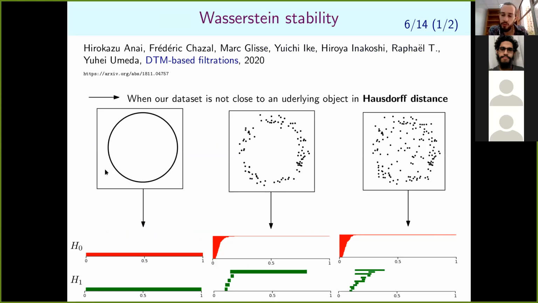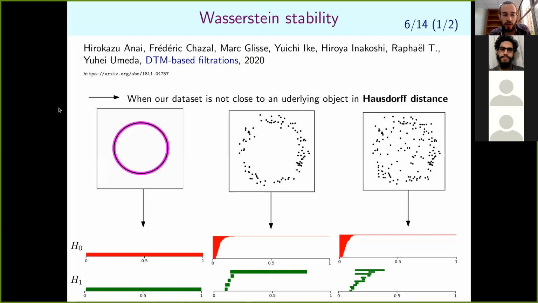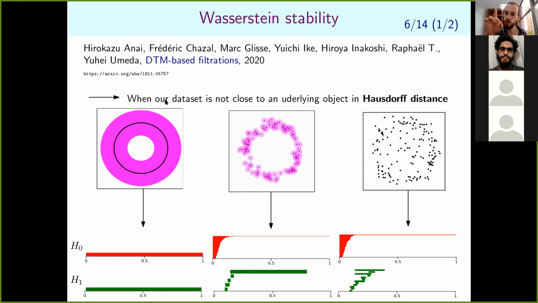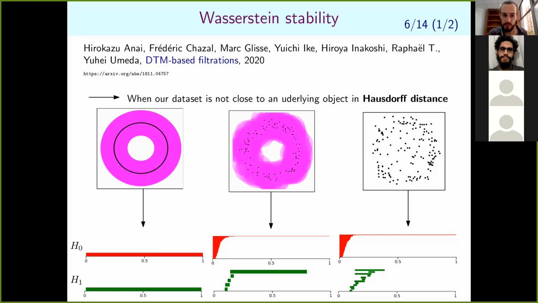Here, I talk about something we did 3 years ago. So what we've seen in persistent homology is that if our data set is close to the underlying object, right? The persistent barcodes will be close to each other. This is the stability theorem.